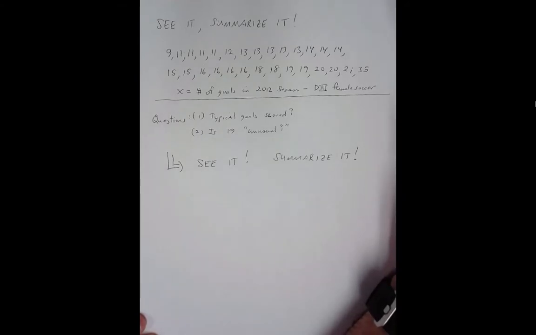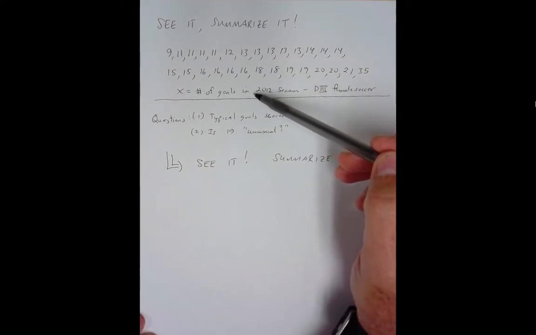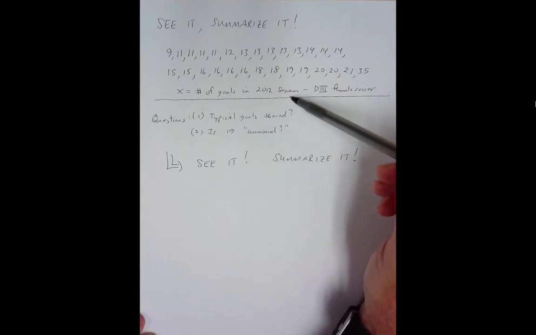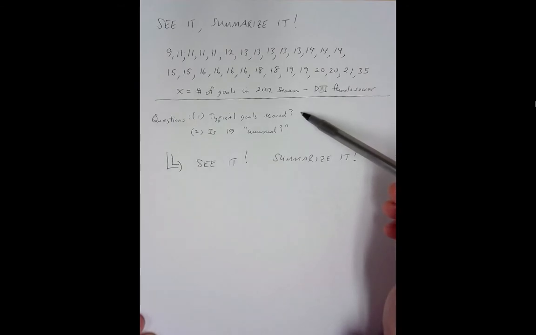So let's assume that we have some data. Actually, we have quite a bit of data I've already written down. And let's say that these data represent the number of goals scored in a 2012 season for Division III female soccer players. If we look at this data, we might reasonably want to know what is the typical goals scored, and is a 19 unusual. These might be driving questions if, maybe, we're a researcher for the NCAA, who knows.